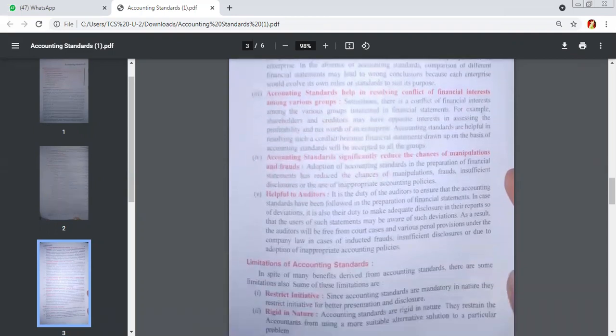As you know, so many people, so many parties are interested in the business organization's accounting information. So whatever conflict or confusion they have regarding the business enterprise will be completely removed. Accounting standards significantly reduce the chances of manipulation and fraud as well, because these are certain fixed norms, like bylaws. These are helpful to the auditor. When the auditor checks the accounts, it is helpful to him as well.